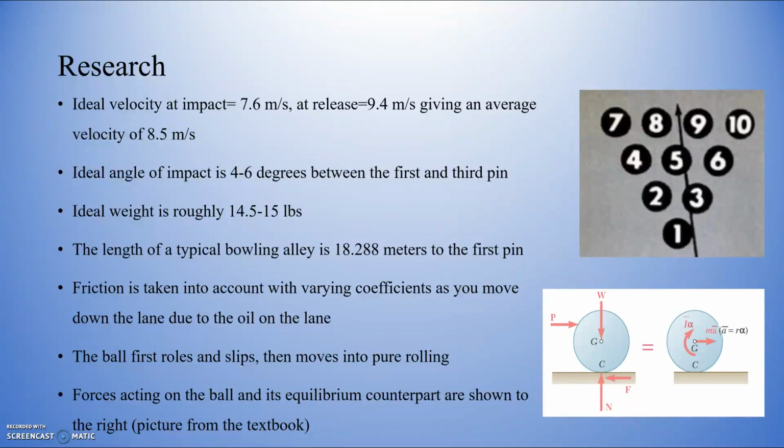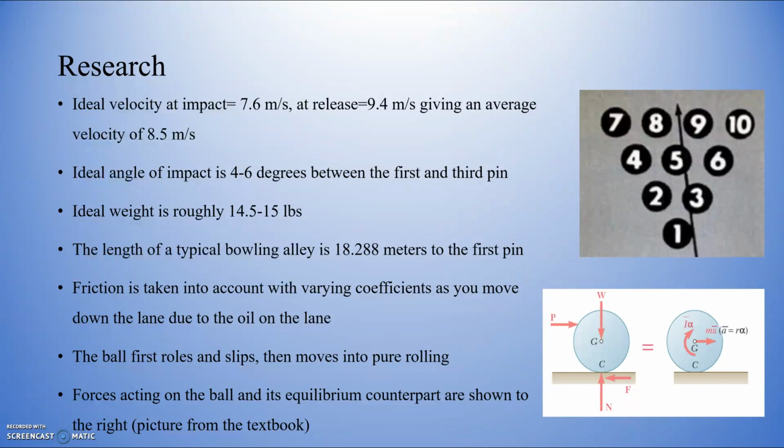So, in our research, we found out that the ideal release velocity of the bowling ball should be 9.4 meters per second. An ideal velocity at impact should be 7.6 meters per second at an angle of 4 to 6 degrees between the first and third pin. The ideal weight of the bowling ball should be roughly 14.5 to 15 pounds.